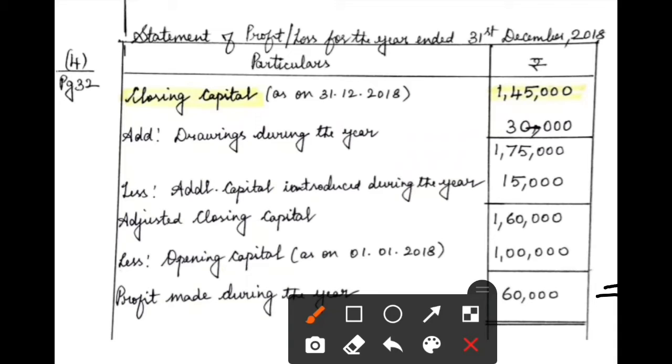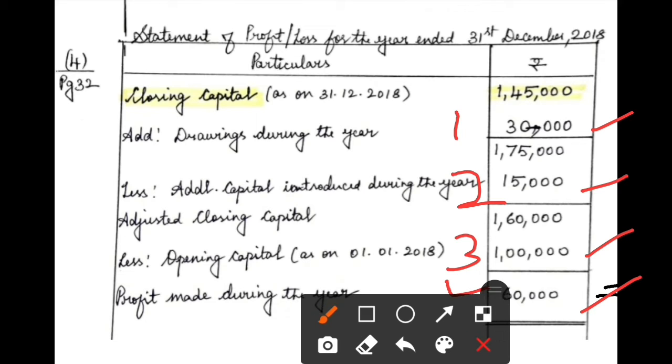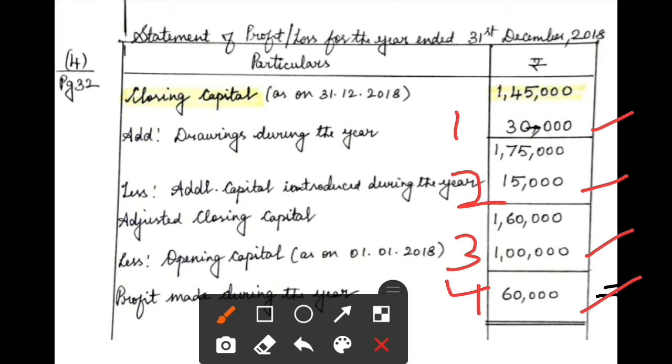As a first value, we will start entering drawings, rupees 30,000. Okay, then next you come down to additional capital and enter 15,000. Then you move down and enter the opening capital of rupees 1 lakh. Similarly, after opening capital, enter the profit of rupees 60,000. So that will be the fourth step. After you enter one by one, you have now entered 4 values: drawings, followed by additional capital 15,000, and opening capital and this profit.